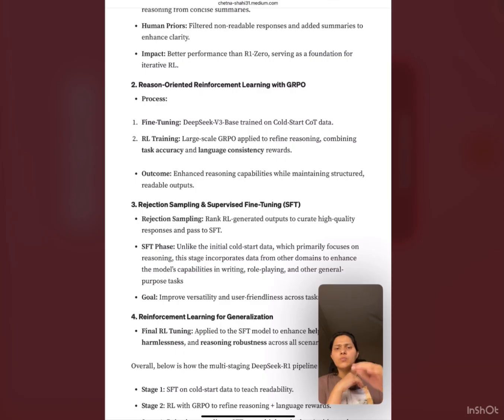Now this is almost the same as what was there in the DeepSeek-R1-Zero model, just that here they also added one more reward, which is the language consistency reward, because we had seen the issue of language mixing. So to handle that issue, they added this reward: if the language is consistent, give more rewards. Okay, and this again made our readability better.